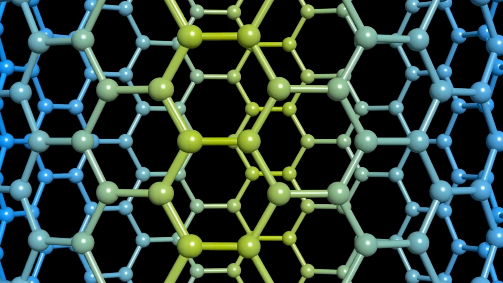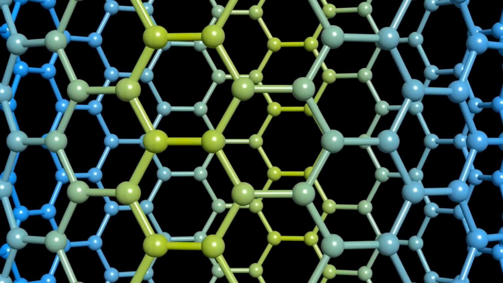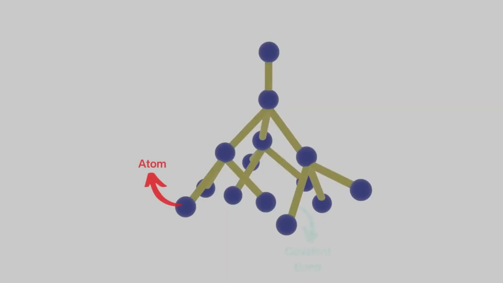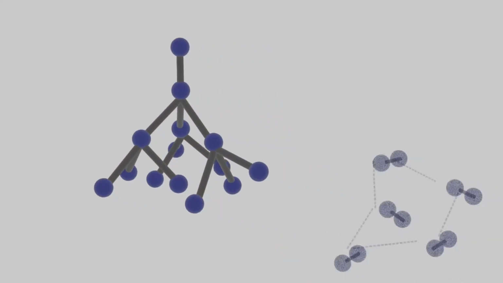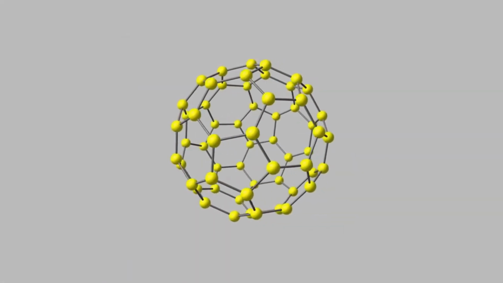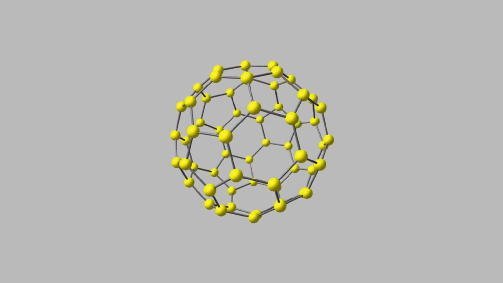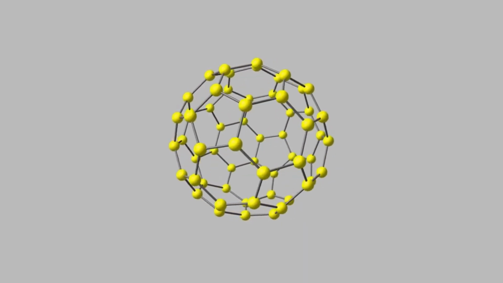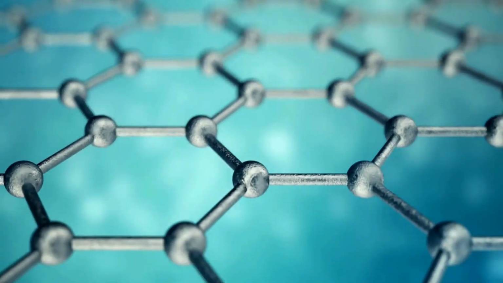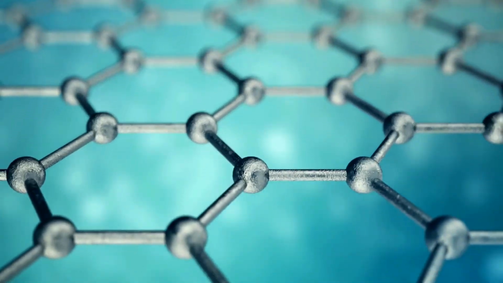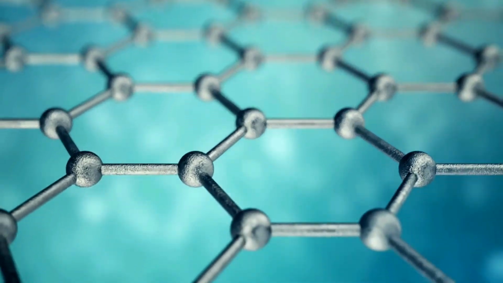Giant covalent structures are solids characterized by an extensive network, or lattice, of atoms bonded together by strong covalent bonds. Unlike simple molecular substances, which consist of discrete molecules held together by intermolecular forces, giant covalent structures form one continuous, three-dimensional framework where each atom is bonded to its neighbors through covalent bonds. These structures are not made up of individual molecules, but rather an extensive network of bonded atoms, making them extremely strong and stable.